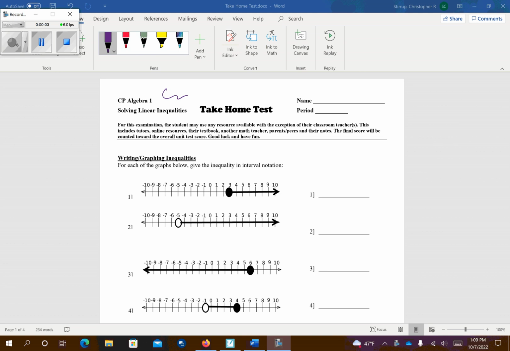Hi guys, this is a way to look at the take-home test and go over stuff. So we have a solid dot, so we know that it's going to the right to infinity, so that's going to be a hard bracket, hard bracket from 3 to infinity.